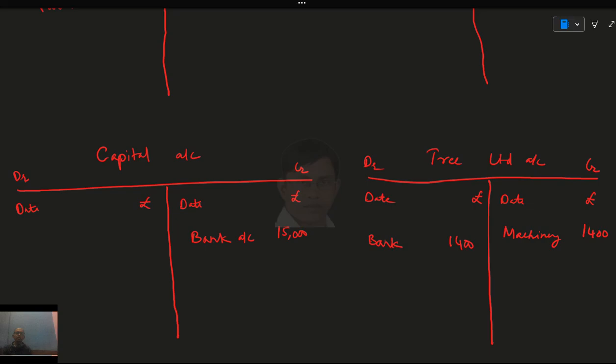So Trees Limited will be debited because the liability is coming down. Against that, you have to write bank. Okay. Then next.